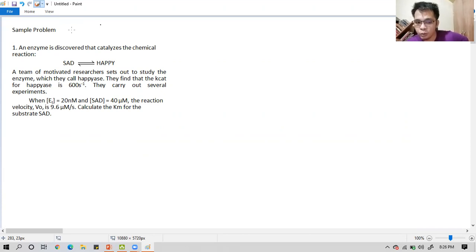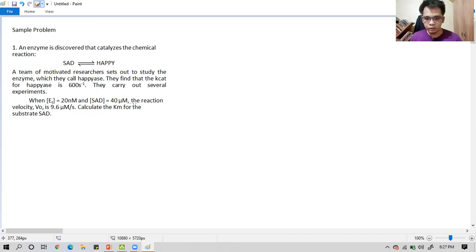So when the total concentration of the enzyme is equal to 20 nanomolar, and the concentration of the substrate S is equal to 40 micromolar, the reaction velocity is 9.6 micromolar per second. Calculate the Km for the substrate S. So, how do we calculate? First and foremost here.